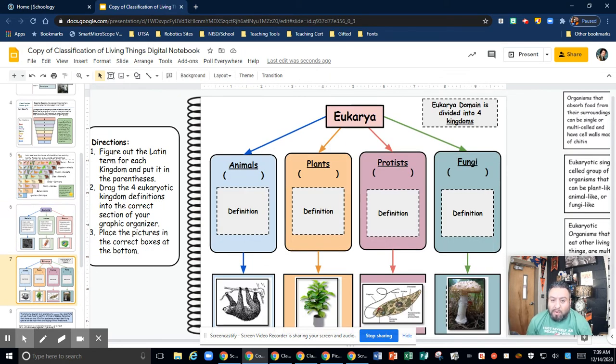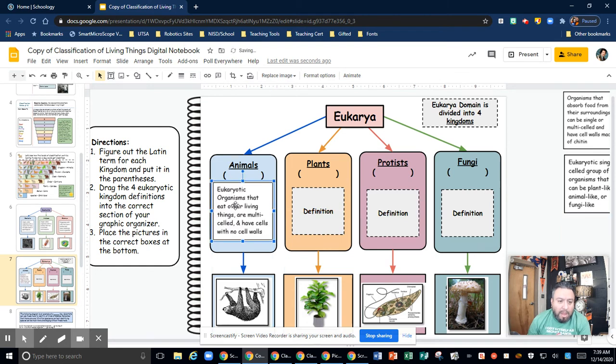Now we're going to go to the domain. Now the kingdoms. There are 6 kingdoms of life, but because we're in eukarya, I'm only going to worry about these 4. Okay? So first off, you have this guy right here. What is that? That's a sloth. All right, so the sloth is an organism that, and here we go, we'll move this over. Organisms that eat other living things, right? That's it.